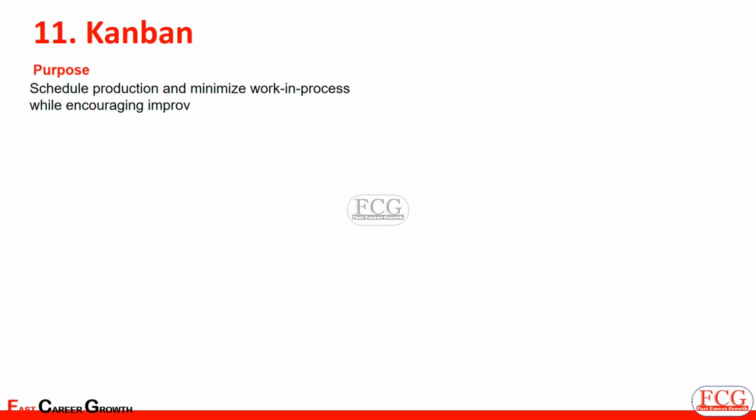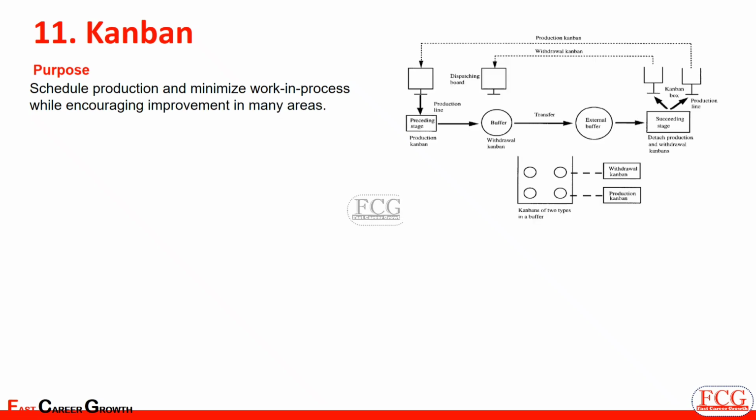11th lean manufacturing tool is Kanban. Purpose is to schedule production and minimize work in process while encouraging improvement in many areas. In Japanese, Kanban literally translates to visual signal. For Kanban teams, every work item is represented as a separate card on the board. The main purpose of representing work as a card on the Kanban board is to allow team members to track the progress of work through its workflow in a highly visual manner.